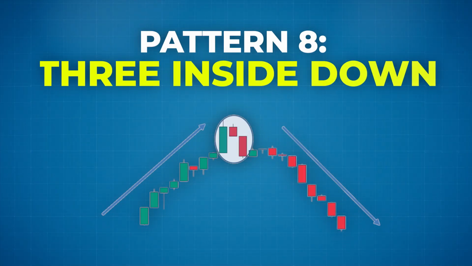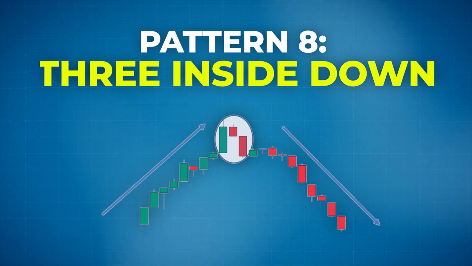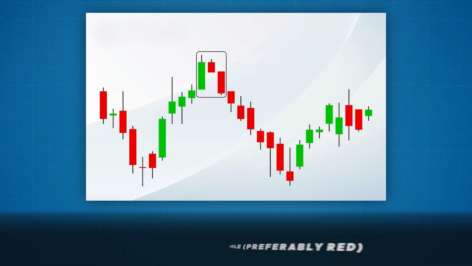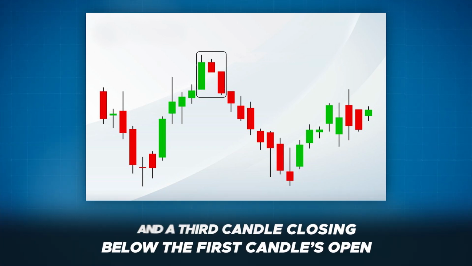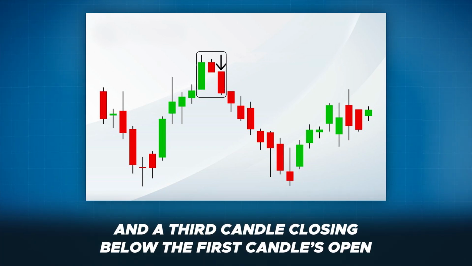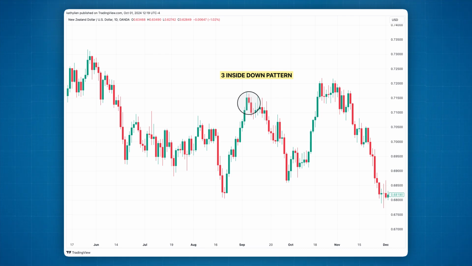The eighth pattern is the three inside down chart pattern, which is the opposite of the three inside up chart pattern. In this pattern, you're looking for a big green candle, followed by a smaller candle, which can be red or green, ideally red, of course, and then a third candle that closes below the open of the first candle. You can see an example of this in the Kiwi dollar chart shown here.